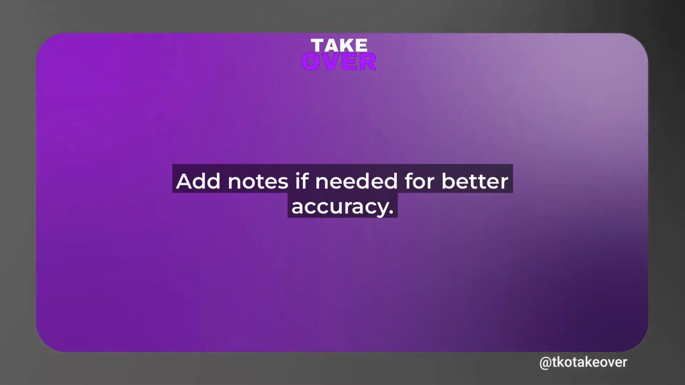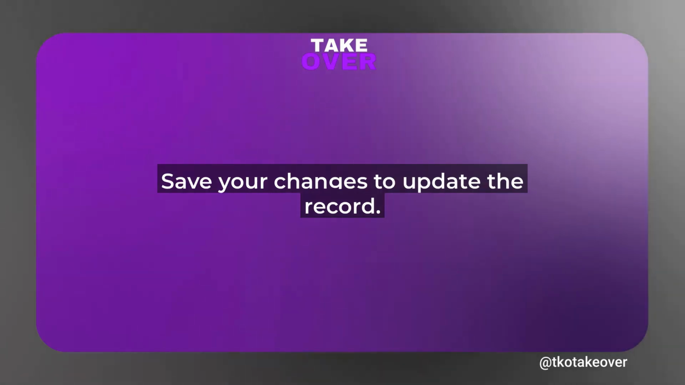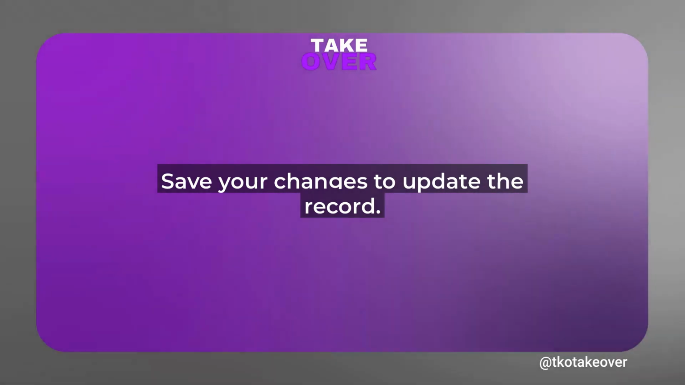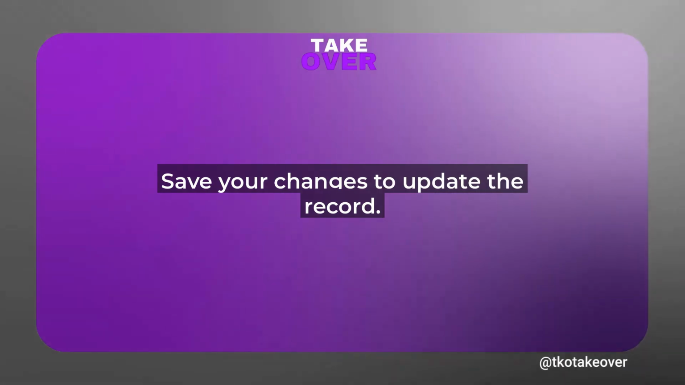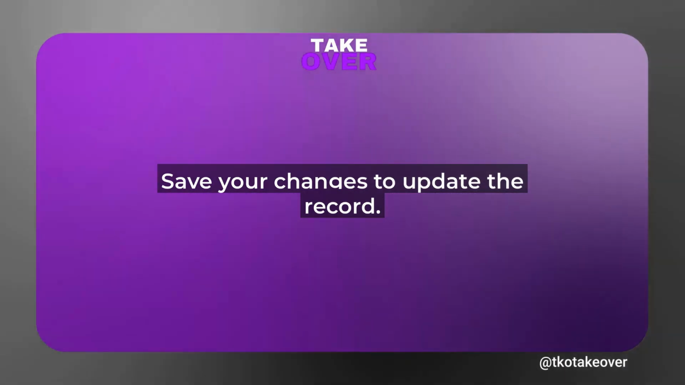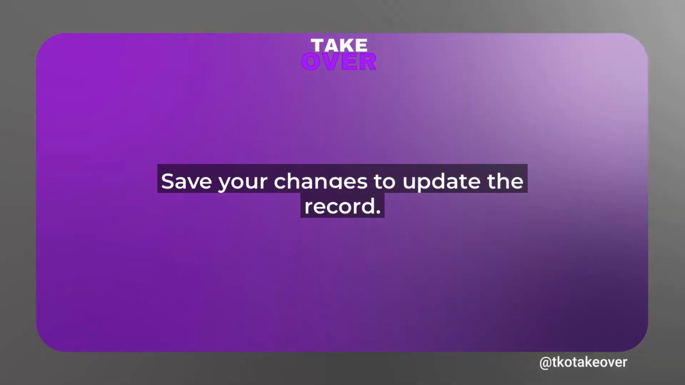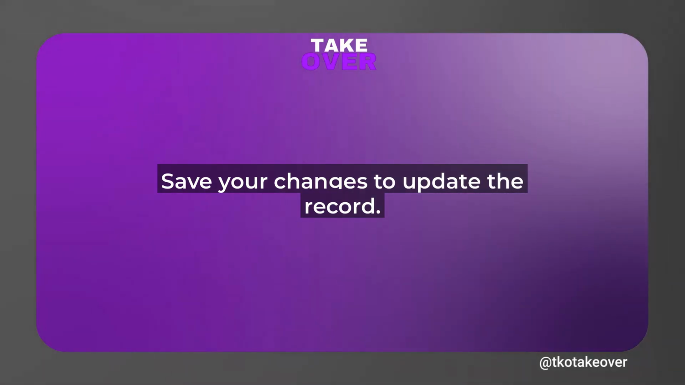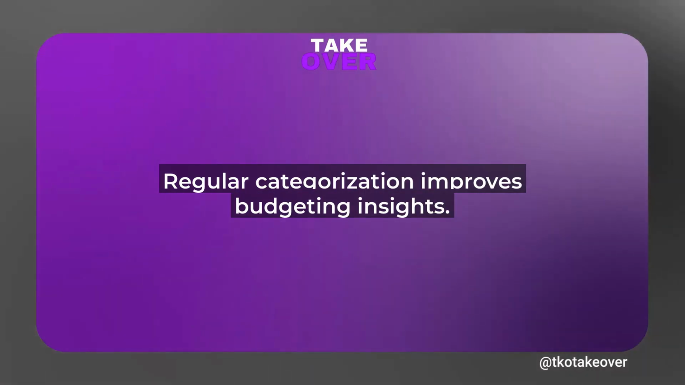One pro tip: do this regularly to keep your data clean. For instance, group all dining-related spends under Food and Dining to spot patterns over time. Categorizing transactions in Copilot Money not only helps with monthly reports but also makes budgeting a breeze. Give it a try, and you'll wonder how you managed without it.